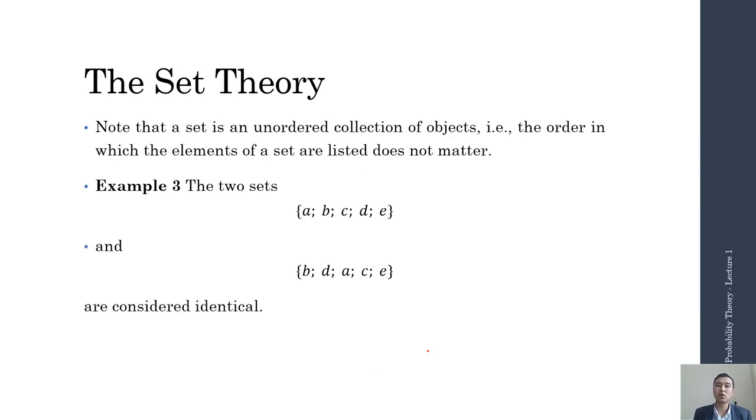Note, a set is an unordered collection of objects. The order in which the elements of a set are listed does not matter. Two sets, for example {A, B, C, D, E} and another listing of the same letters, are considered identical. You can understand this in the meaning of equal. We have A in both cases, and B, and C, D, and E. All the elements of the first set can be found in the second, so they are identical.